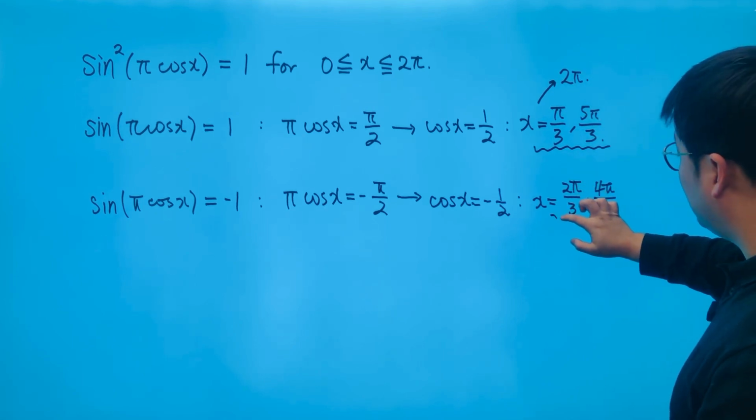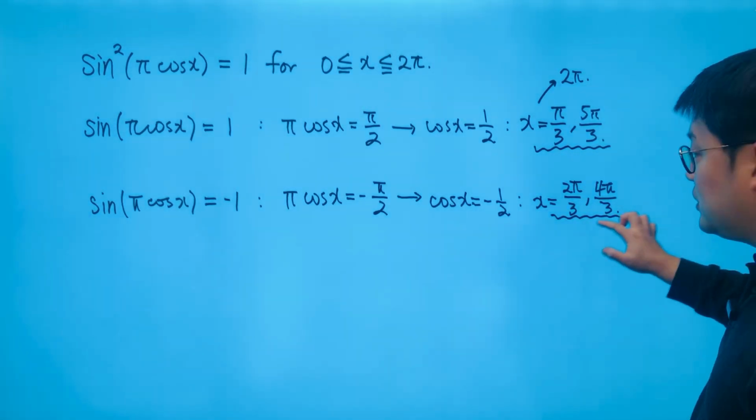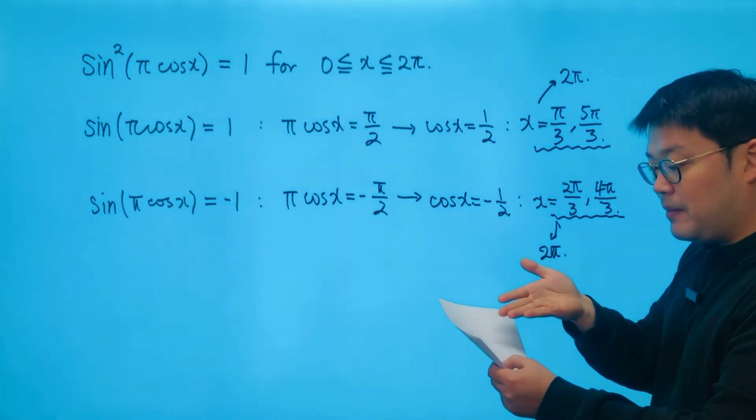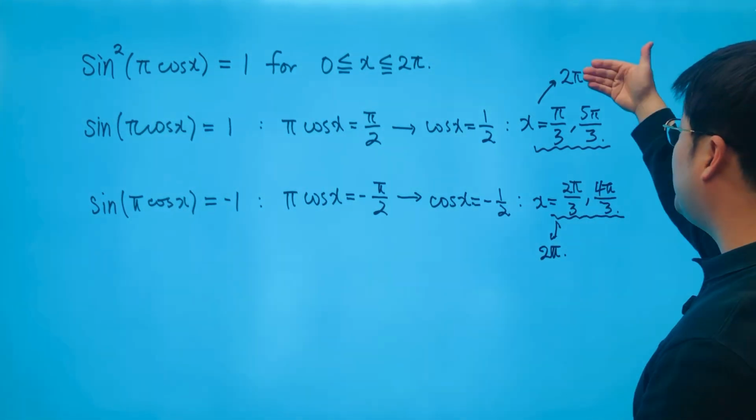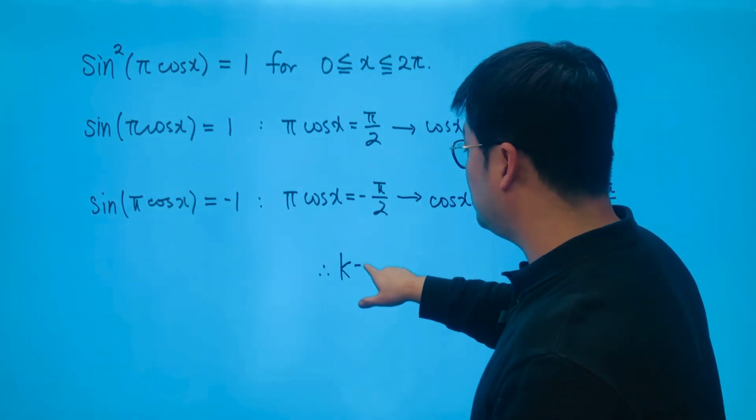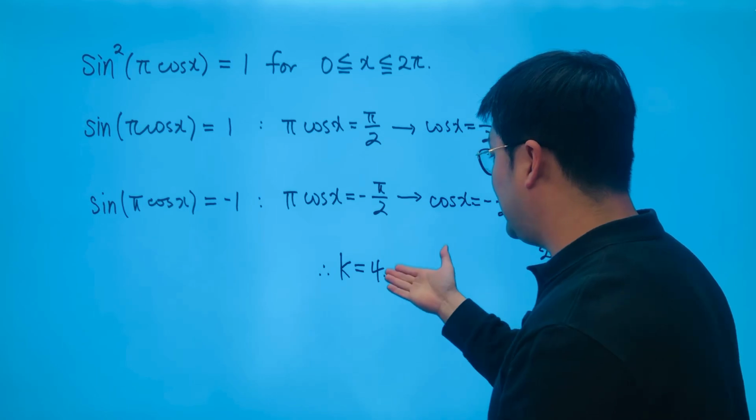And the sum of the solutions that you found in the second case also results in 2 pi. Now, the question was asking us to find the sum of the solutions, which is 2 pi plus 2 pi, which is going to be 4 pi. So k is supposed to be just 4. So that shall be the answer.